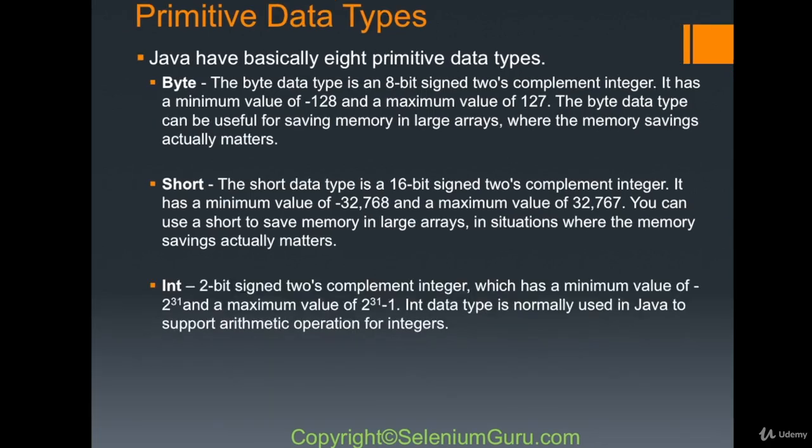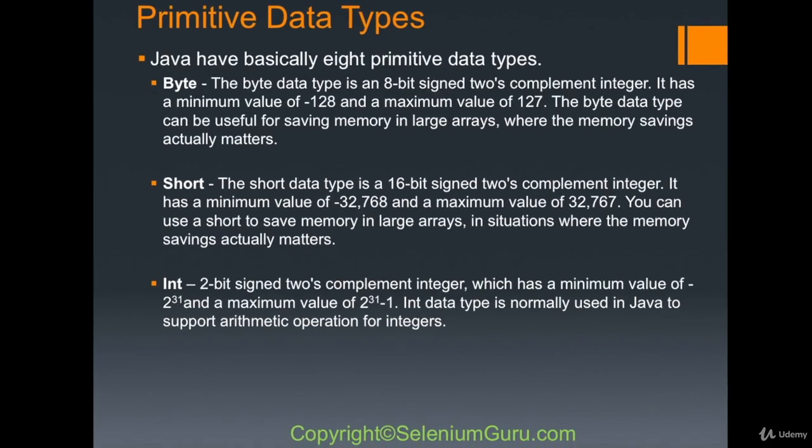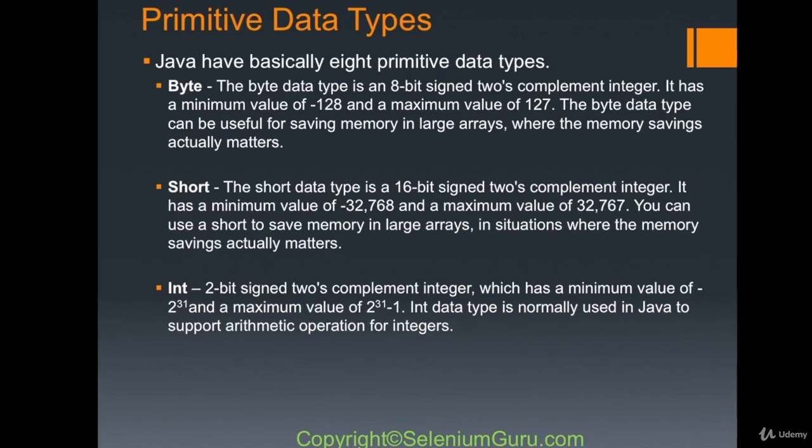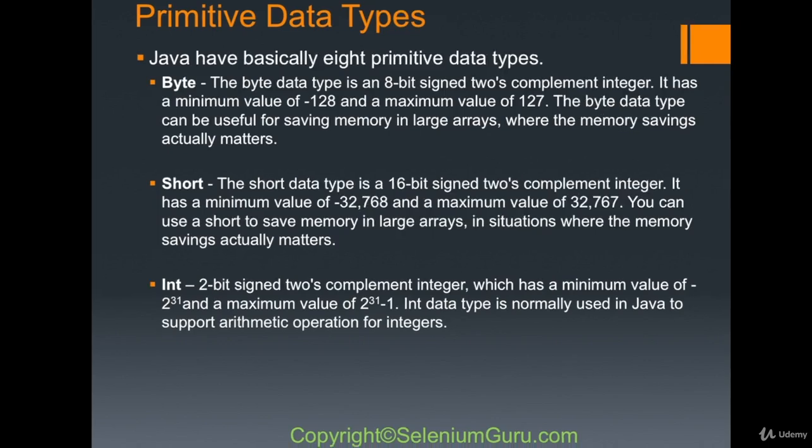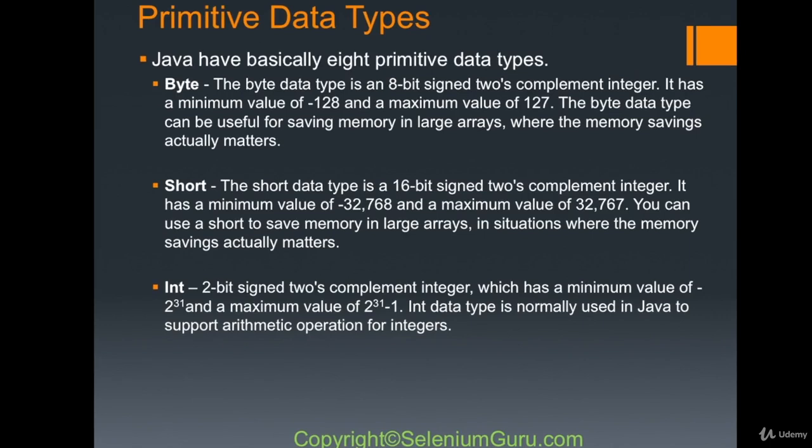And a very commonly used data type is int. It's a 32-bit signed two's complement integer, which has a minimum value of -2 to the power 31 and a maximum value of 2 to the 31 minus 1. That's a lot of numbers, right? A lot of integers. That's why you often see int variables in Java. This data type is normally used in Java to support arithmetic operations for integers. So for instance, if your number does not have a decimal value, then you can use int. Since int goes up to 2 to the power 31, it should be enough for a lot of the integer numbers that you're going to use in real time.